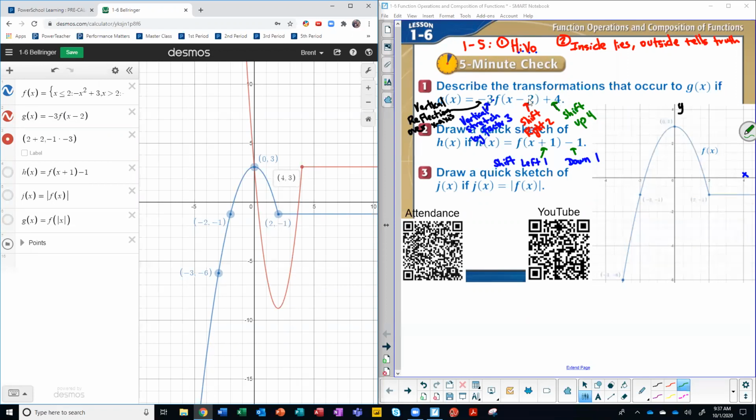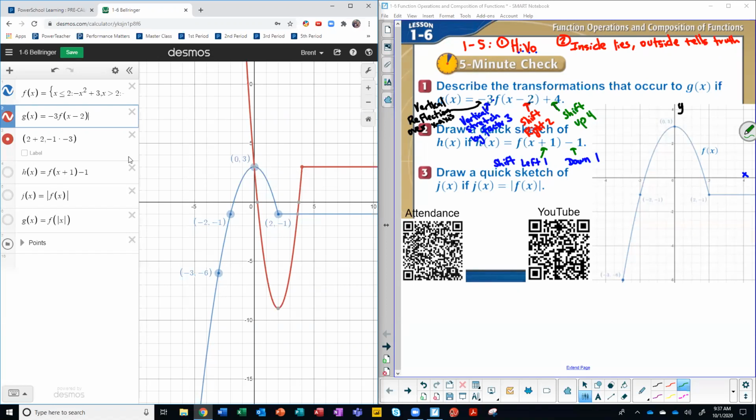And now let's take a look at our last transformation. It says add 4 units. Now that +4, is that inside or outside? That +4, is it on the inside or the outside? It's on the outside. And outside is vertical, meaning y values. And outside tells the truth. So that means all the y values are just going to get shifted up 4 units. So any of these points I have are going to get shifted up 4 units.